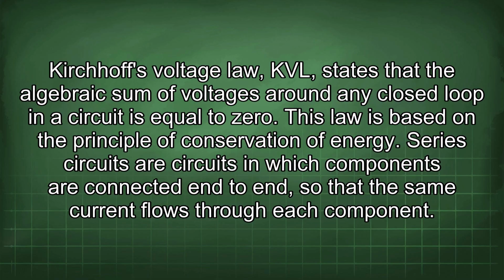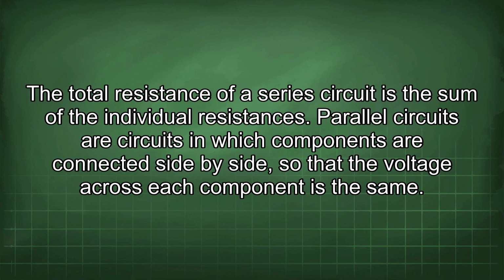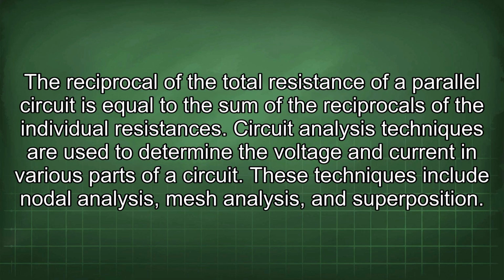Series circuits are circuits in which components are connected end to end so that the same current flows through each component. The total resistance of a series circuit is the sum of the individual resistances. Parallel circuits are circuits in which components are connected side by side, so that the voltage across each component is the same. The reciprocal of the total resistance of a parallel circuit is equal to the sum of the reciprocals of the individual resistances.